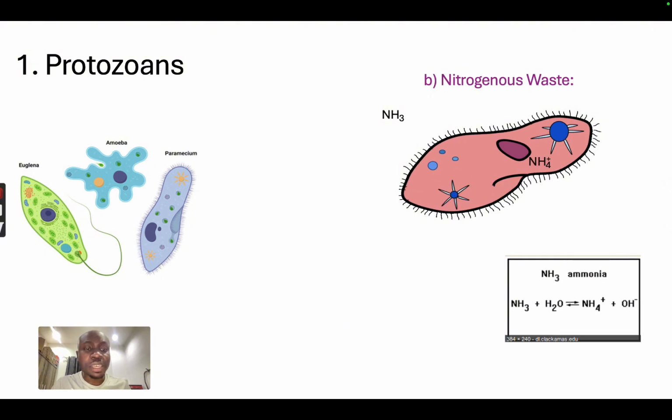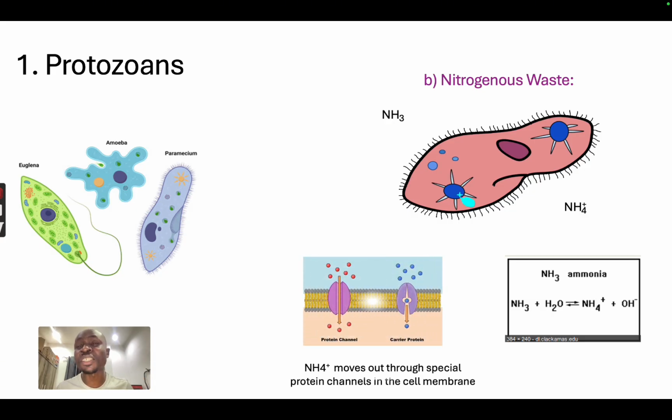change the ammonia to ammonium ion or ammonium, okay. The ammonia gas can react with water to produce ammonium, and this ammonium can move out of the cell. It will pass the cell membrane, but because it has a charge, it cannot move directly through the cell membrane. So it has to use a special protein in the cell membrane to move out.